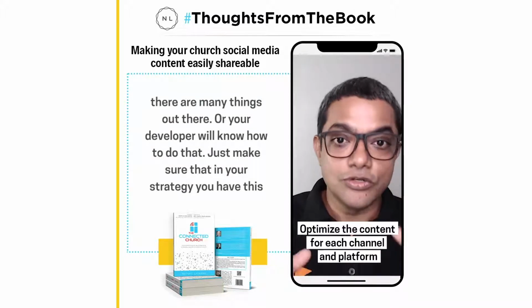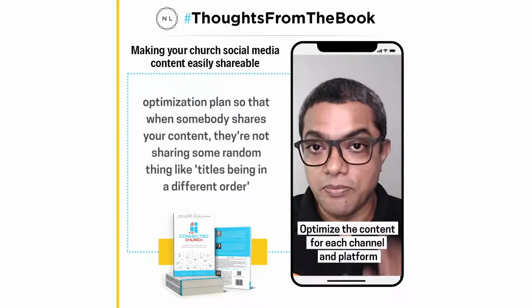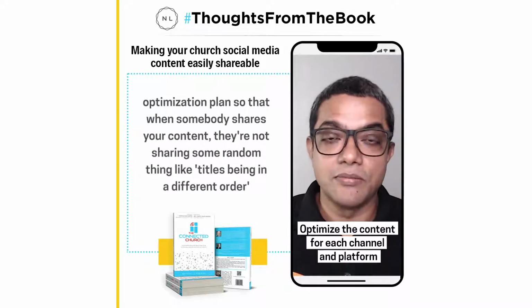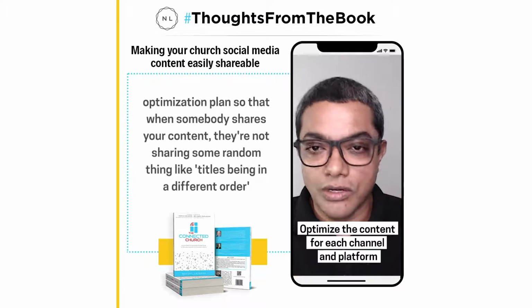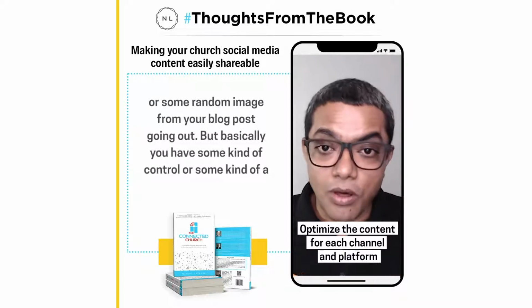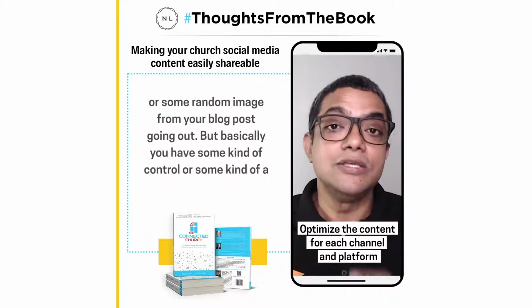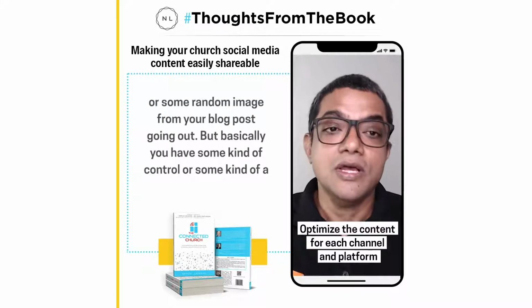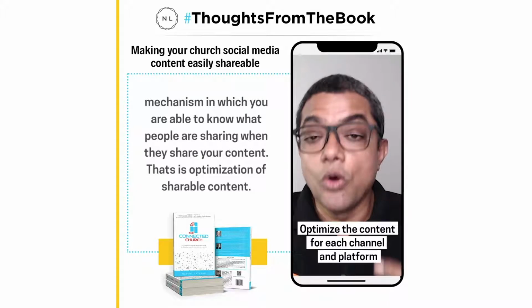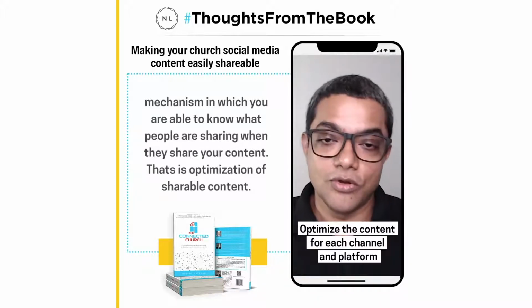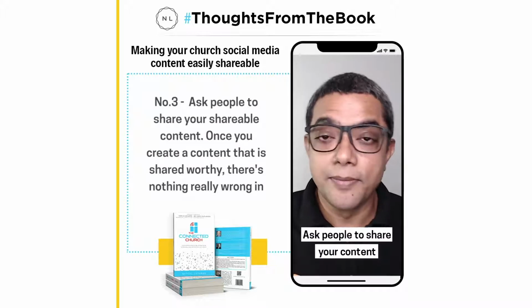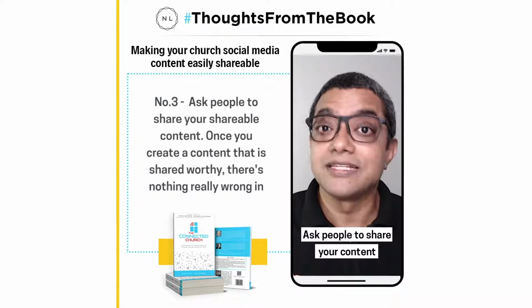Just make sure that in your strategy you have this optimization plan so that when somebody shares your content, they're not sharing some random thing like titles being in different order or some image from your blog post going out, but basically you have some kind of a control or some kind of a mechanism in which you are able to know what people are sharing when they share your content. So optimization of content. My final tip is about asking people to share a shareable content.